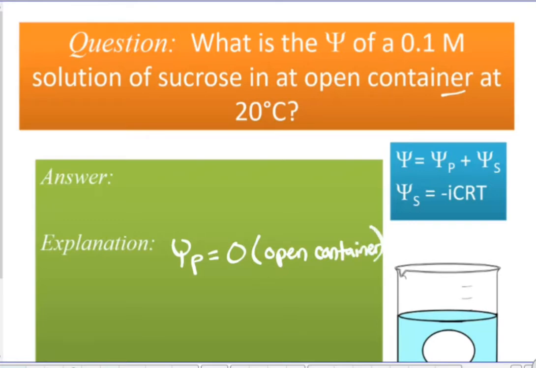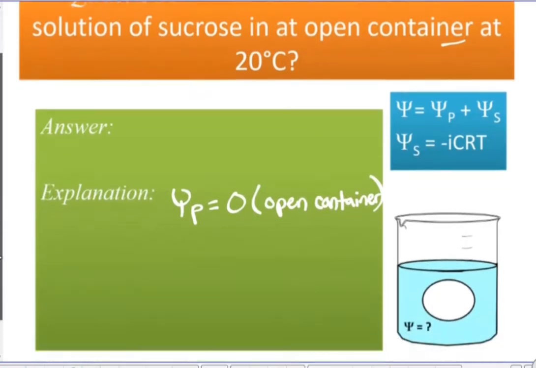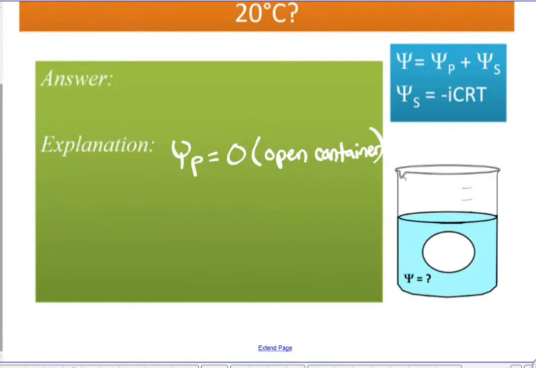Okay, now we need to go about calculating our solute potential. So I like to write out every little thing. I like to inventory everything I have. So I'm going to make a note down here. I need to find my solute potential. I'm going to go ahead and write my negative so that I can remember that the solute potential that I calculate needs to be negative.